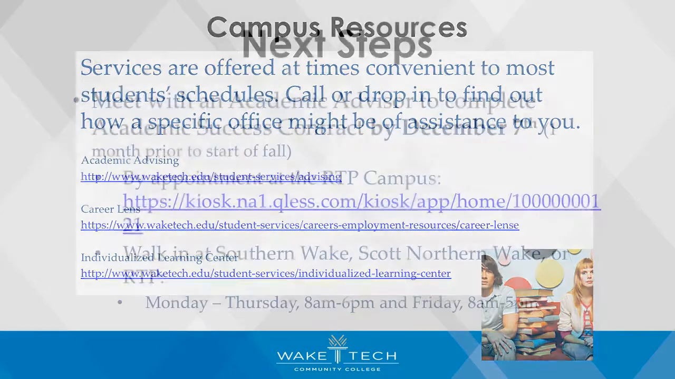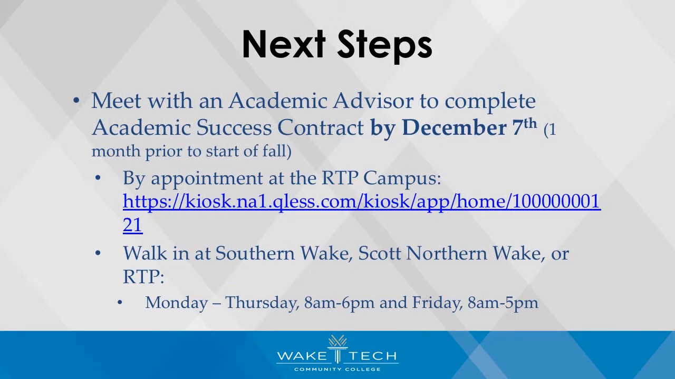All right, so next steps. If you have not already met with an academic advisor to complete a student success contract, that is your next step. You can do it today, or you can do it next week. It just has to be done before December 7th. Again, it has to be completed 1 month prior to the start of the semester. And so spring semester starts January 7th, so that's why December 7th is the deadline. Registration for most of you is starting next week or the week after. And so the sooner you complete a success workshop and the success contract, the sooner you'll be able to register for courses.